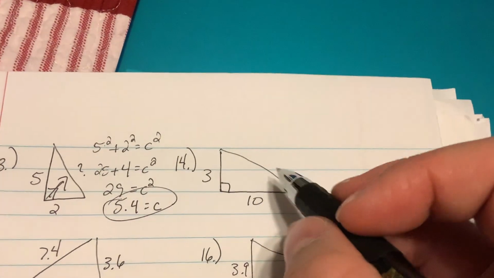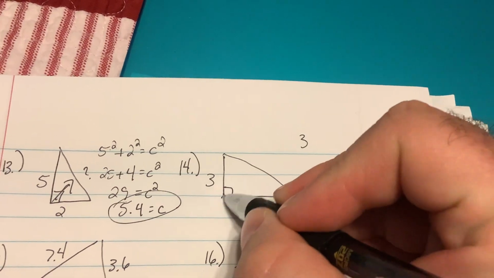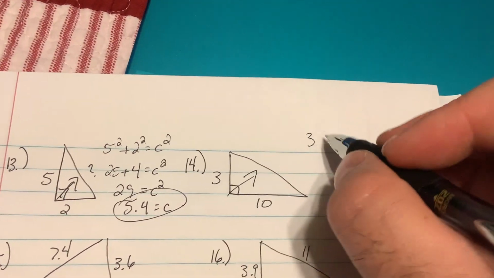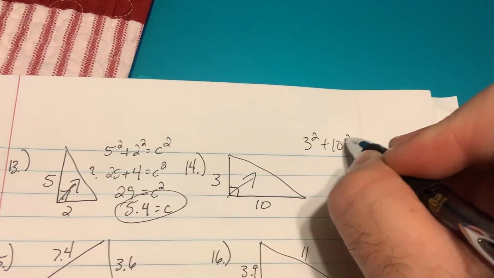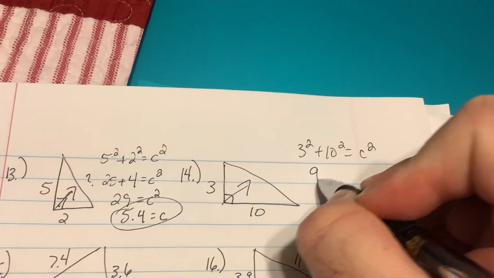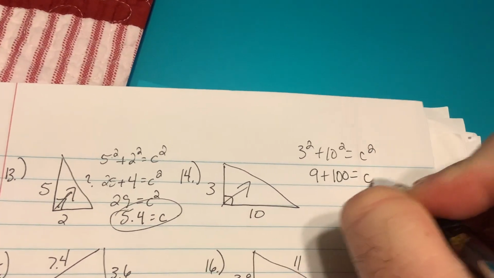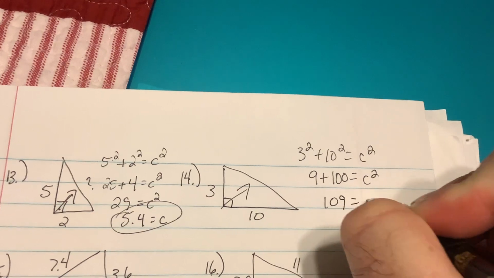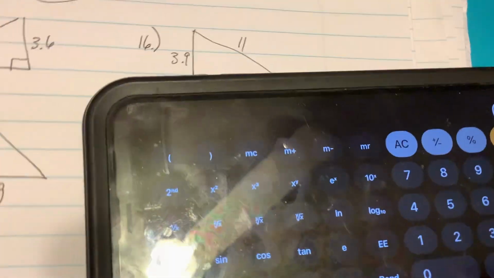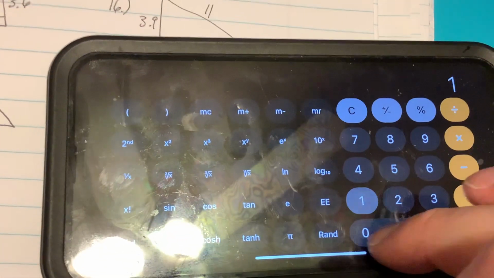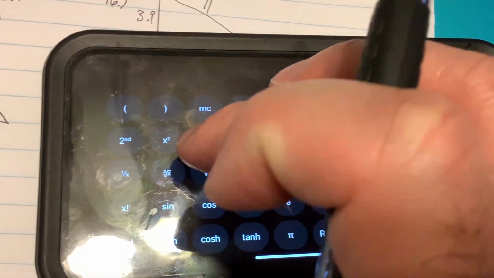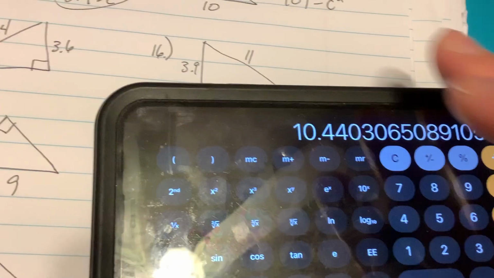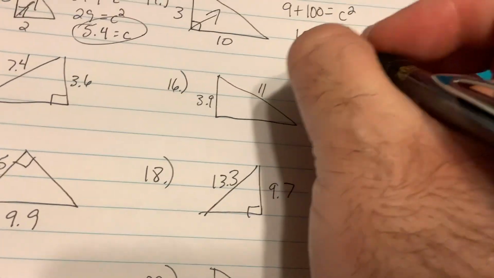Okay, here's 1, 3, and 10. It's also the hypotenuse is missing. That's the one across from the right angle. So 3 squared plus 10 squared equals c squared, 9 plus 100. And so 109. And so we square root 109. And that's 10.4 rounded to the nearest tenth.